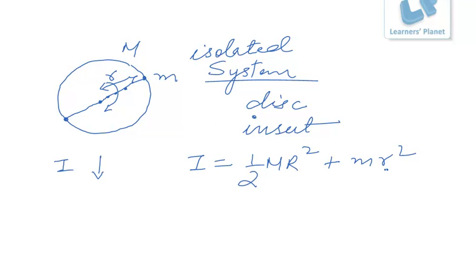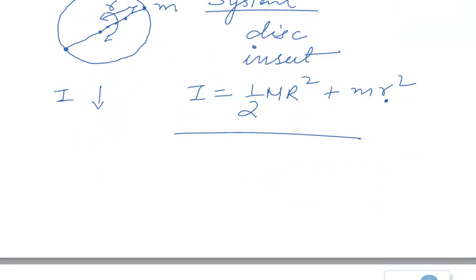Now as r keeps on reducing when the insect is coming towards the center, the value of I is decreasing initially. Also we know that this is an isolated system, so from the principle of conservation of angular momentum, since no external torque is acting on the system, its angular momentum will remain conserved. Angular momentum: I1 omega 1 will be equal to I2 omega 2.